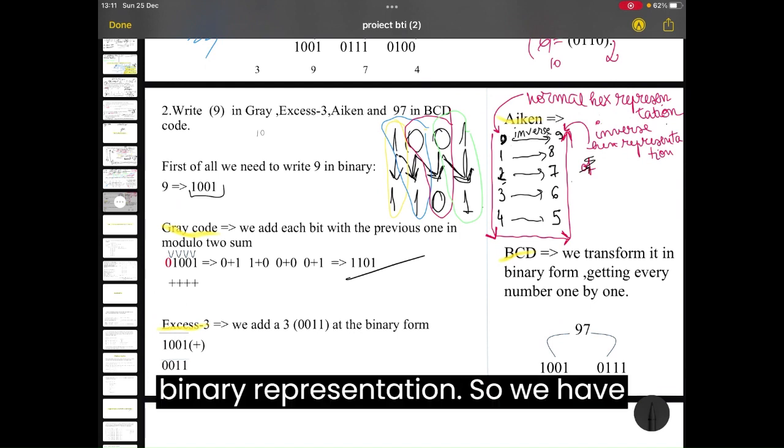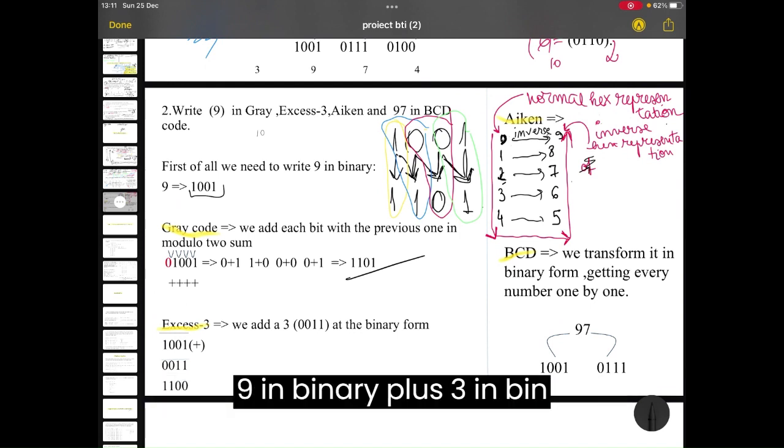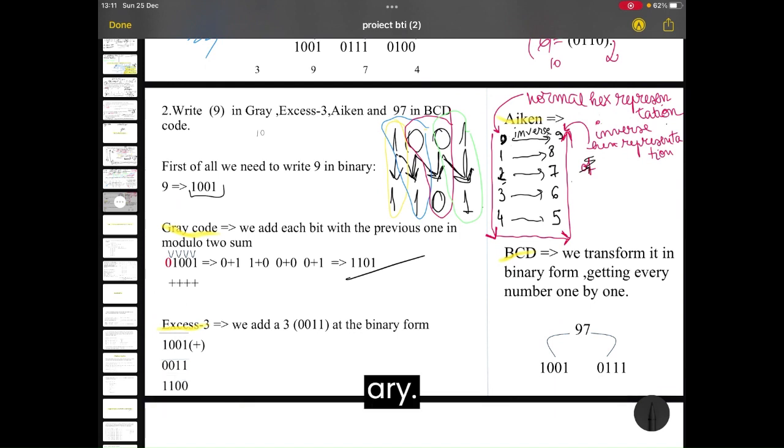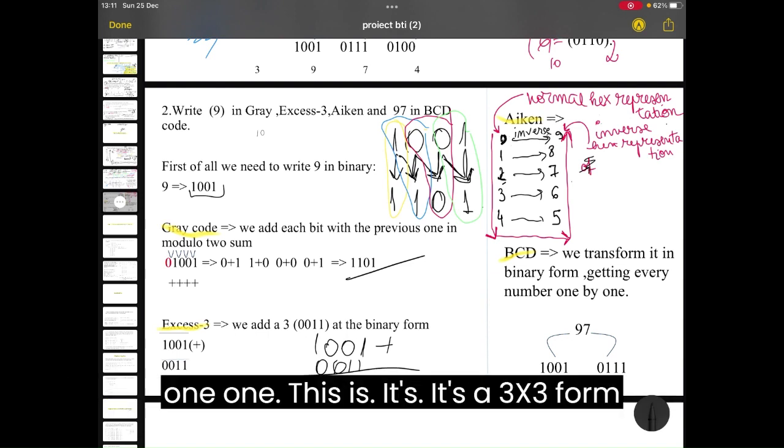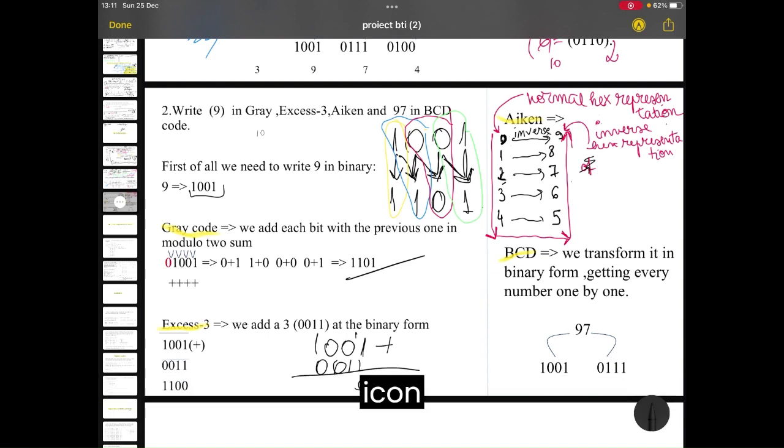The excess three only means that we have to add a three in binary form to its binary representation. So we have 9 in binary plus 3 in binary. It's 1 plus 1, it's 0, 1 in mind. 1 plus 1 from mind, it's 0, 1 in mind. It's 1, 1. This is its XS3 form.